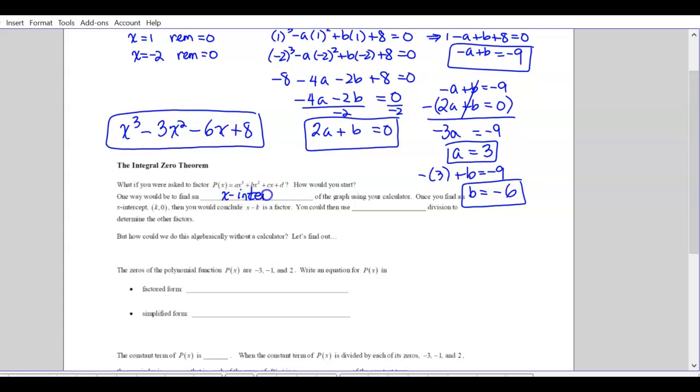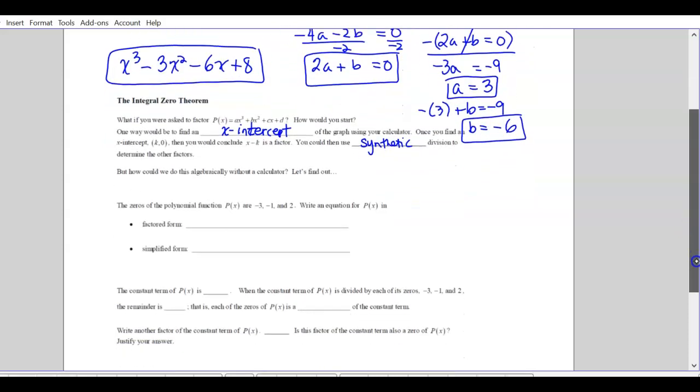Obviously, and that's the easiest way, using your calculator. Once you find an x-intercept, then you would conclude that x minus k is a factor. You could then use synthetic division to determine the other factors. So how would we do this algebraically without a calculator?